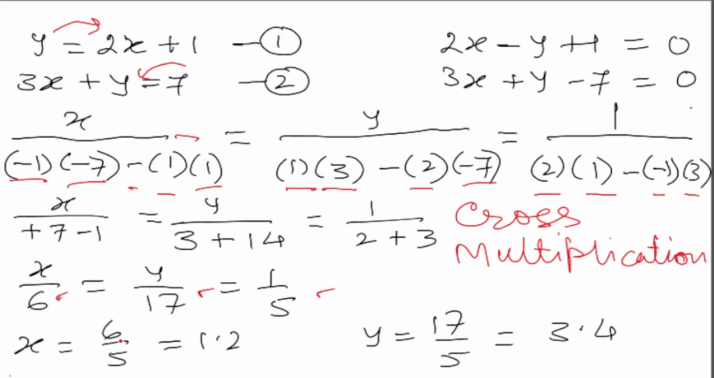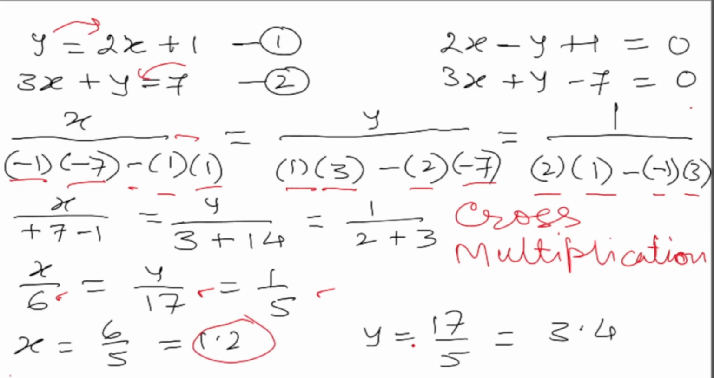Therefore, x is equal to 6 upon 5. Because when we calculate x, we'll take this 6 to the right hand side and we'll multiply 6 into 1 upon 5. We'll leave this value. Therefore, x is equal to 6 into 1, that is 6 upon 5. That is equal to 1.2.